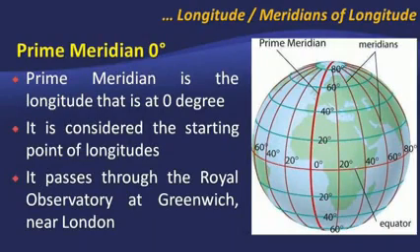Friends, there are some important meridians of longitude. The first one is the prime meridian. The prime meridian is a longitude that is at 0 degrees. It is considered the starting point of the longitudes. The prime meridian passes through the famous Royal Observatory situated at Greenwich near London.